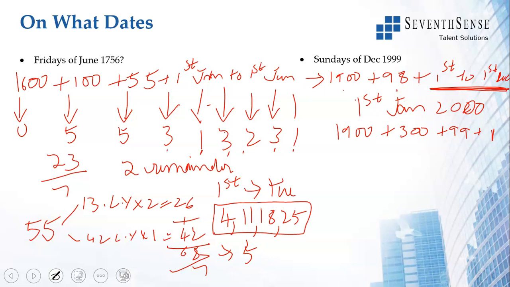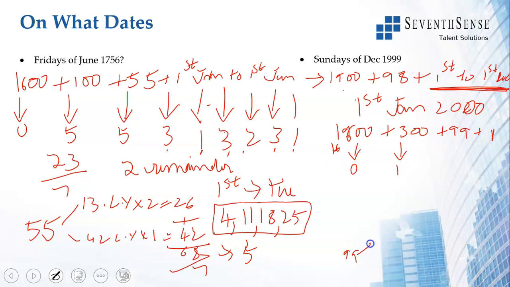I'm looking at the next day. Okay, I'm looking at 1st Jan 2000. Then I can figure out what is 31st December and correspondingly look at the Sundays. So 1900 is split as, sorry, this should have been 1600 plus 300. 1600 is 0. 1900 gives me 1 odd day.